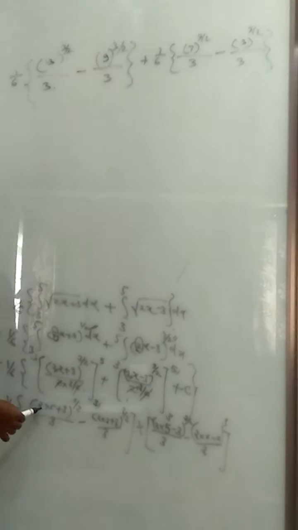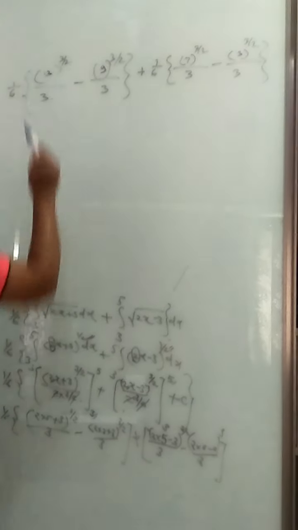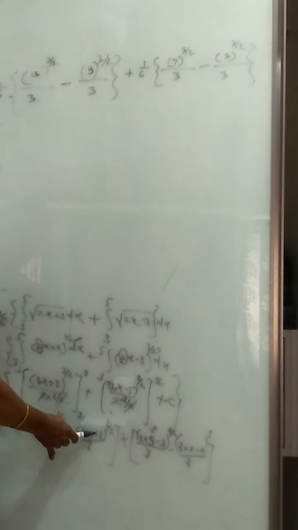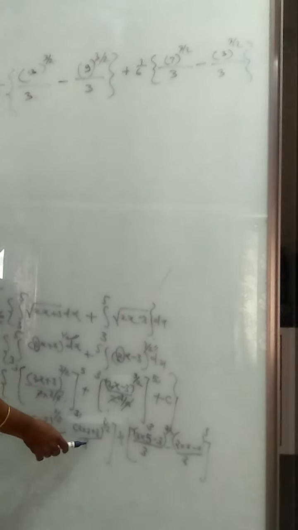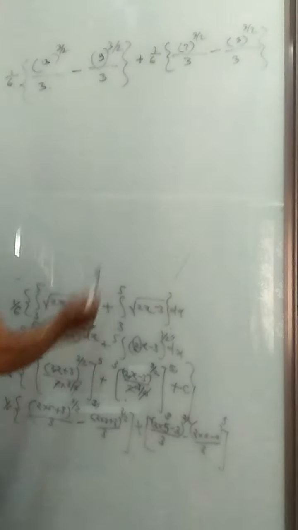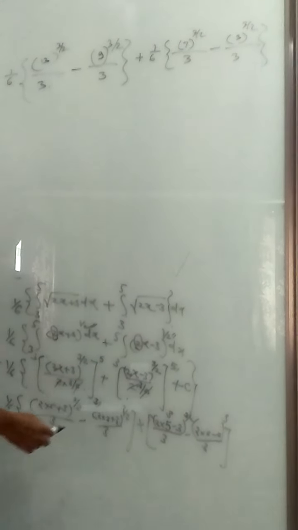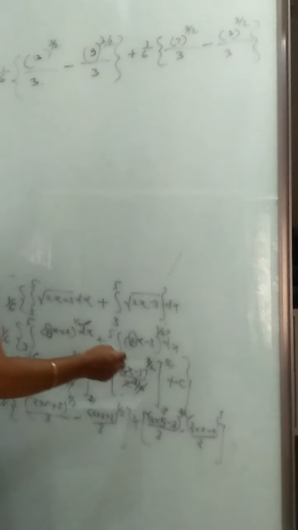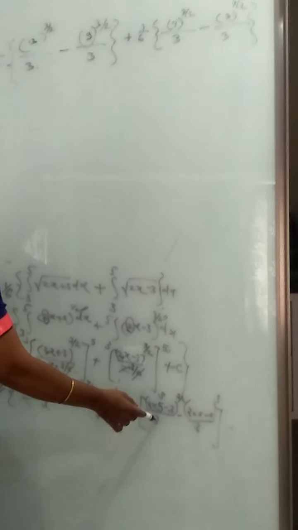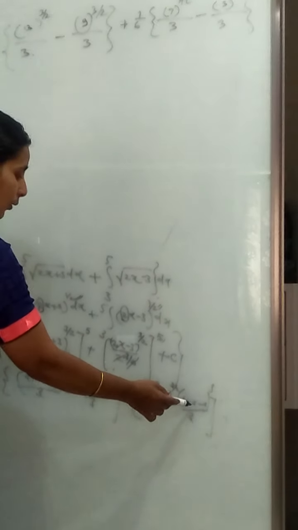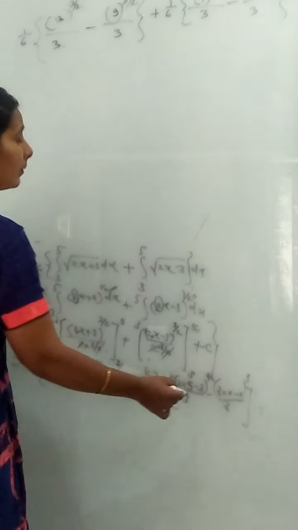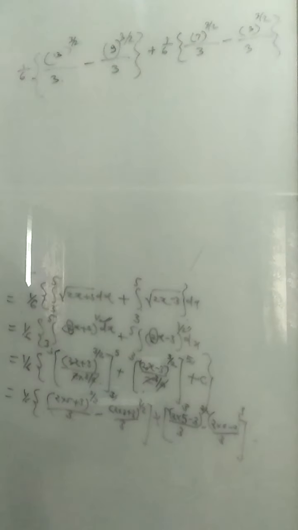Then 5 into 2, 10 plus 3, 13. 13 raised to 3 by 2 divided by 3 minus 2 into 3, 6, 6 plus 3 is 9. 9 raised to 3 by 2 divided by 3. Then simplify the second term, where the plus sign is, and 1 by 6 is multiplied to the second term. Our second term is 5 into 2, 10, 10 minus 3, 7. 7 raised to 3 by 2 divided by 3 as it is, minus 3 into 2, 6, 6 minus 3, 3, 3 divided by 3, and the numerator power is 3 by 2.